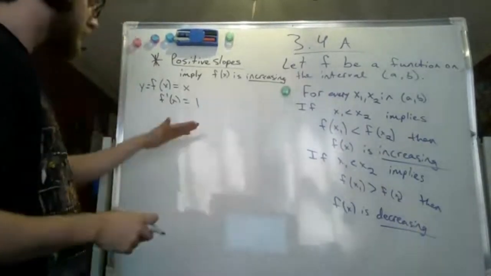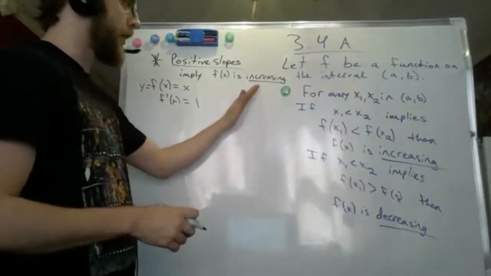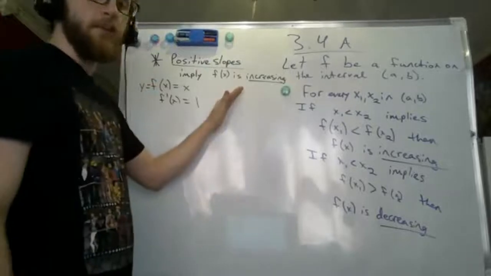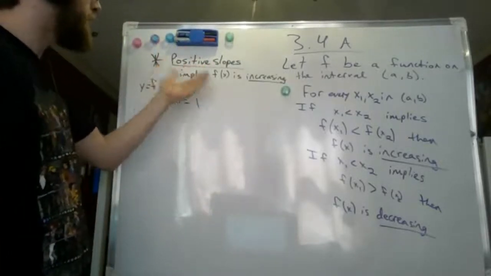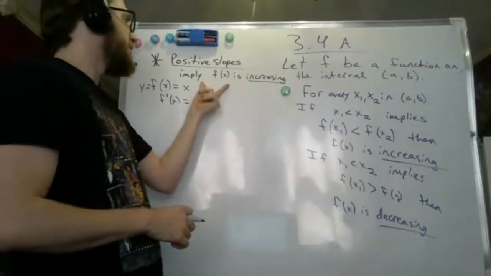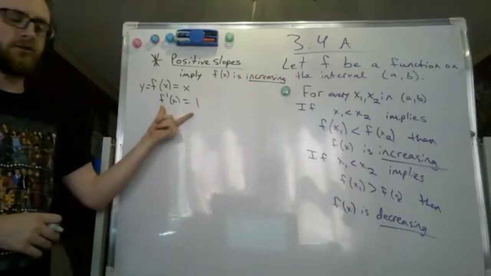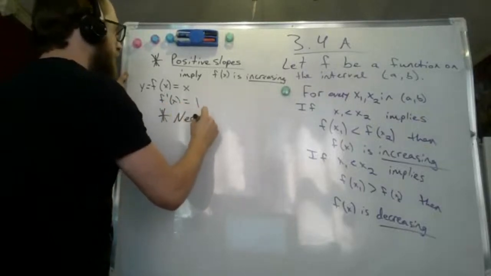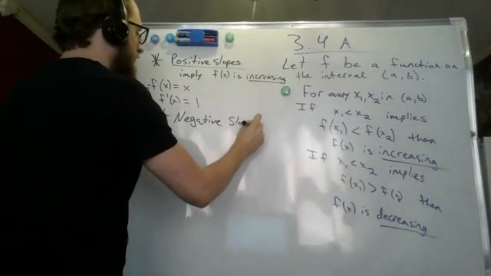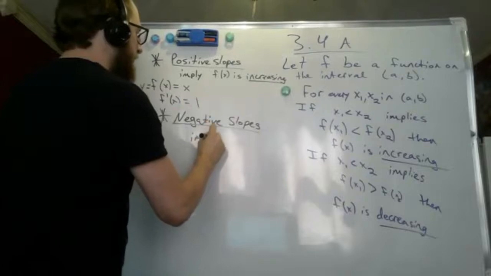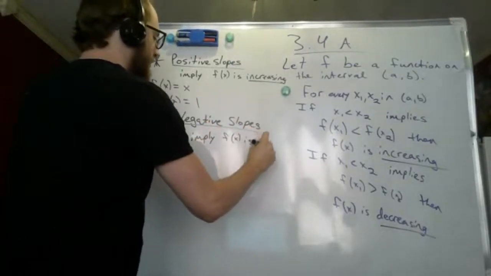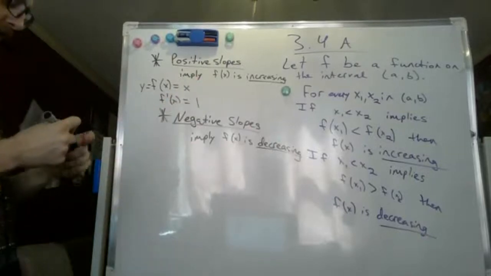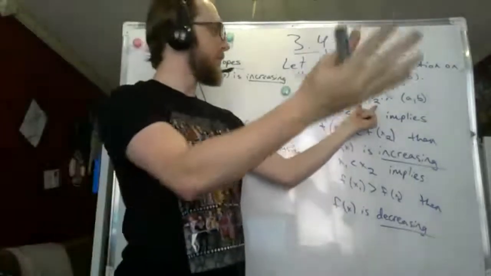And if you think about climbing a hill, if the hill is sloping upwards everywhere, then in order to climb that hill, your elevation is going to be increasing from every point you climb. So this allows us to more directly tell where f is increasing based off of what the slope is doing, or in other words, what the first derivative is doing. So by the same exact argument, we also have negative slopes imply f of x is decreasing.